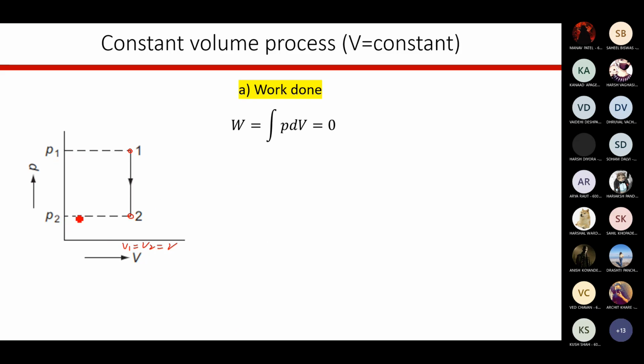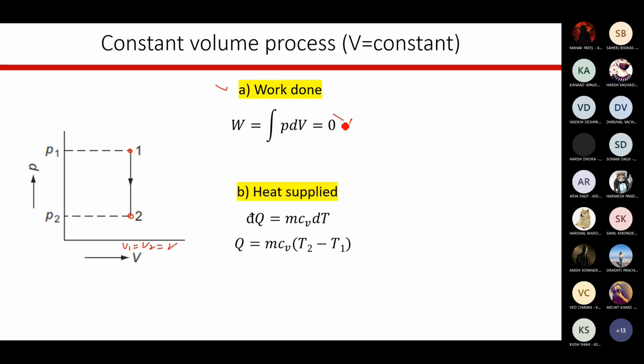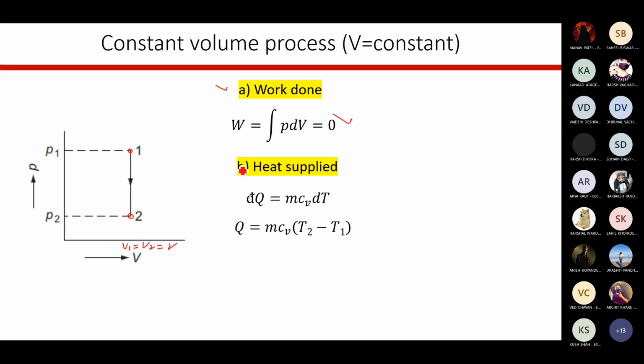Now how to apply the first law for this? First of all, find out what is the work done. We know that in the absence of any other work apart from PdV work, we calculate it using this expression: W is integral PdV. Now there is no change in volume, so it is 0. We know this, correct?